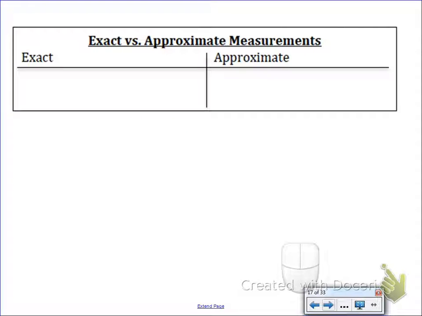One other thing we want to talk about is going to be exact versus approximate measurements. When we're doing things in terms of pi, if we leave the pi in there, we call that an exact measurement. Pi is an irrational number, and so when I multiply it out, I have to round my answer. So 5 pi would be an example of an exact measurement.